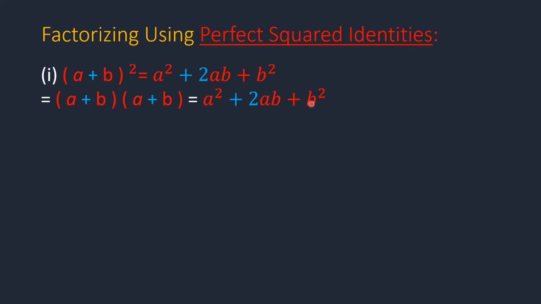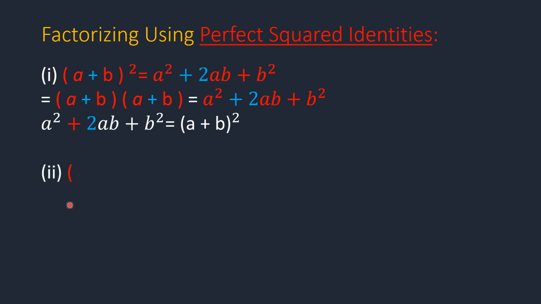Now, if we are given a perfect square algebra expression in the form a squared plus 2ab plus b squared, then we can directly write its factors as take the square root of a squared, which is a, take the square root of b squared, which is b, write the sign of the middle term, which is plus, and write the square of the whole bracket. So these are the factors of this algebra expression.